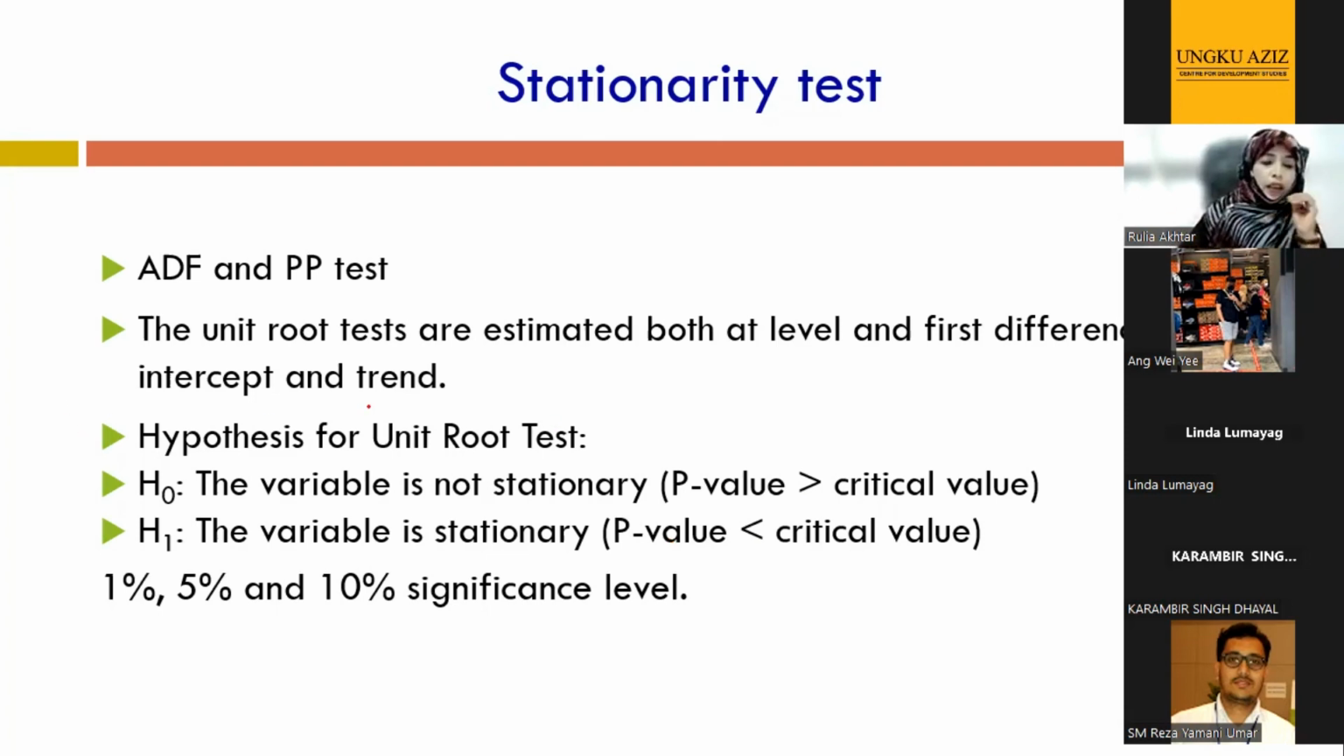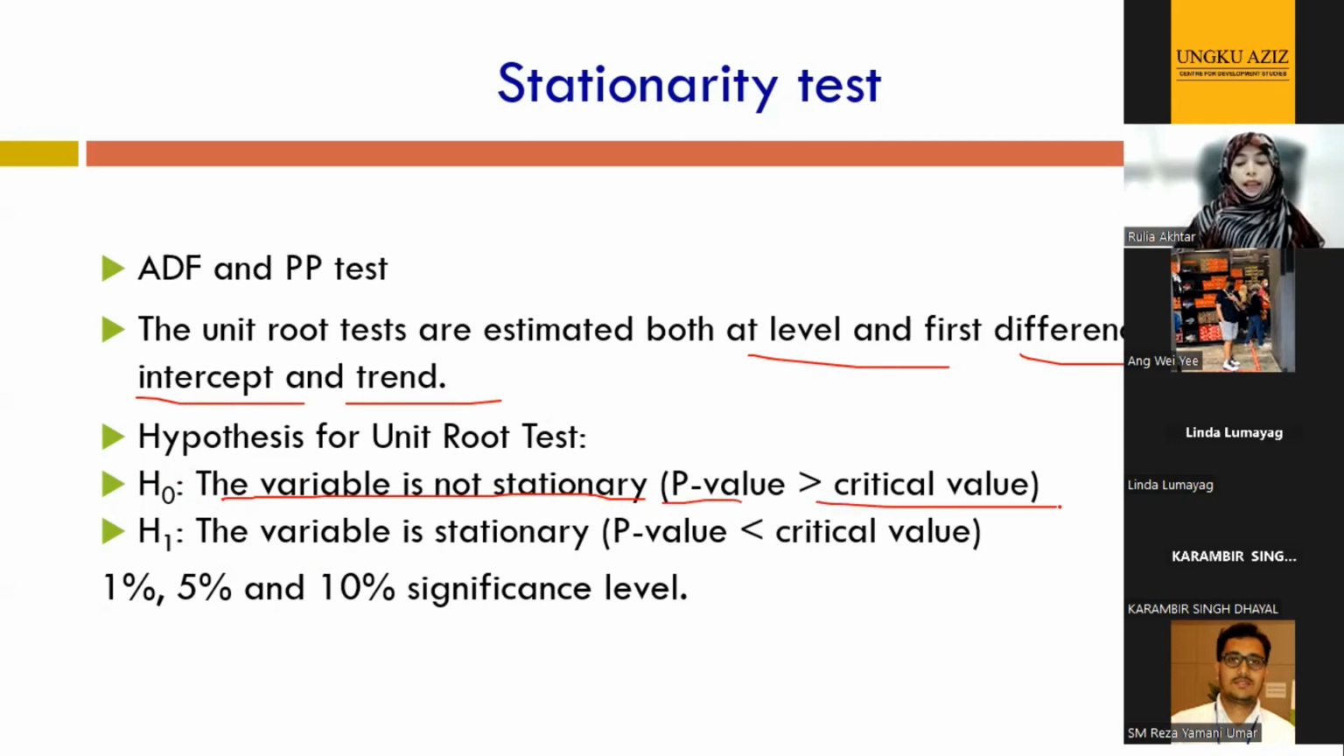The unit root test is estimated both at level and first difference, with either intercept or trend, it's up to you. The null hypothesis is that the variable is non-stationary. The alternative is that the variable is stationary. If the p-value is greater than the critical value, the variable is non-stationary. If the p-value is less than the critical value, the variable is stationary, at either the 5%, 1% or 10% significance level.